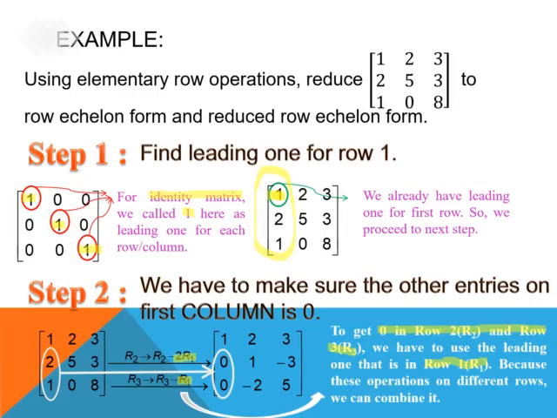Because this combination is on different rows, we can combine. Row 2 and row 3, kita boleh buat sekali gus lah. So make sure 0 and 0, the rest akan ikut. 5, 3 akan jadi 1, negative 3.